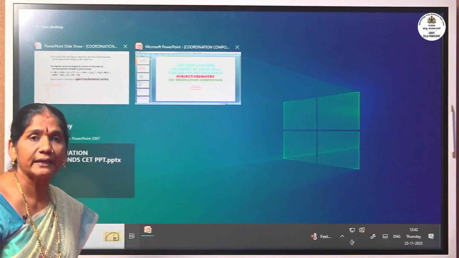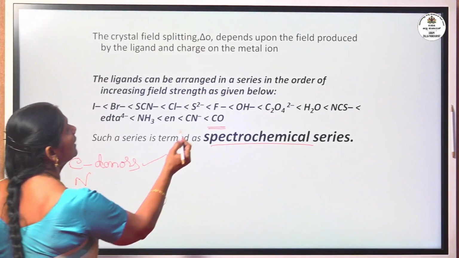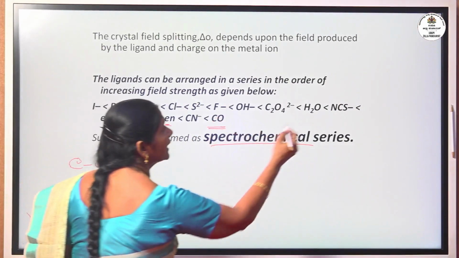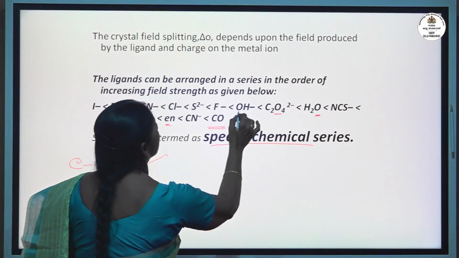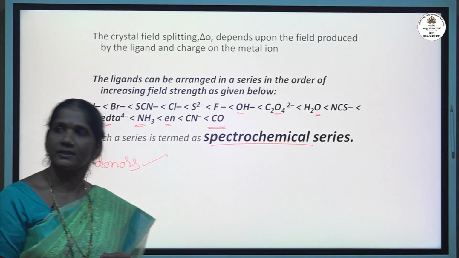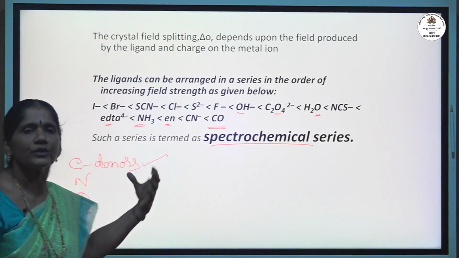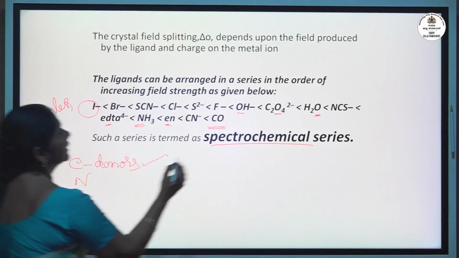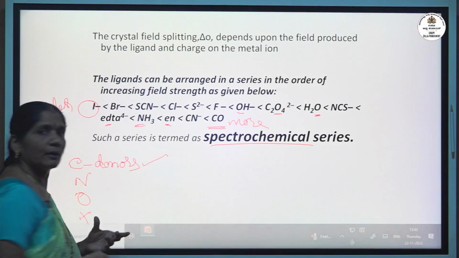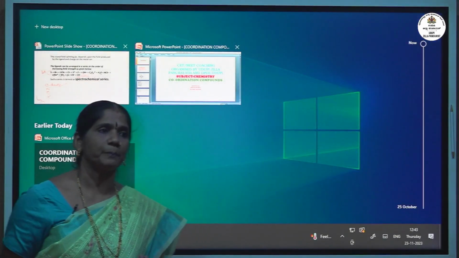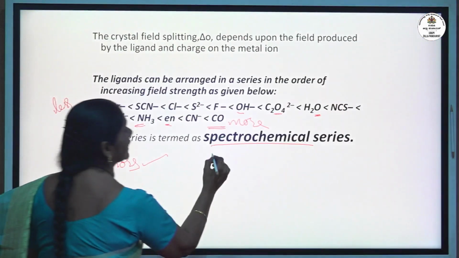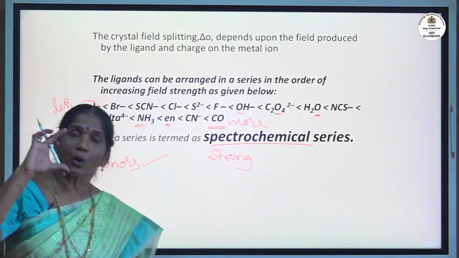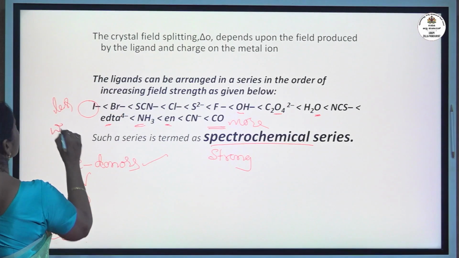These have a very high splitting tendency, followed by donors here. In this also nitrogen, here also nitrogen, and then donors like oxygen, and then come halogens. Halogens are at the end of the series, which produce a small amount of splitting. So here the splitting is very less, and here the splitting is very high. The ones which produce a large amount of splitting are called strong ligands, and the ones which produce a small amount of splitting are called weak ligands.